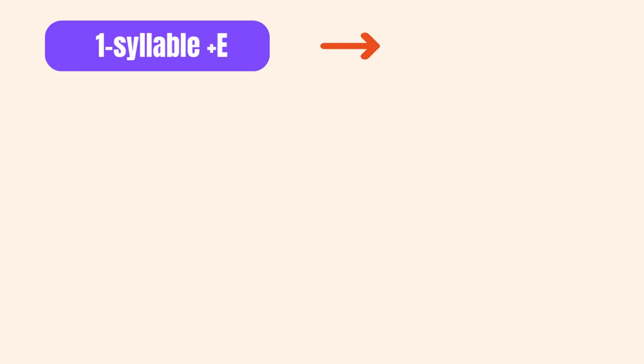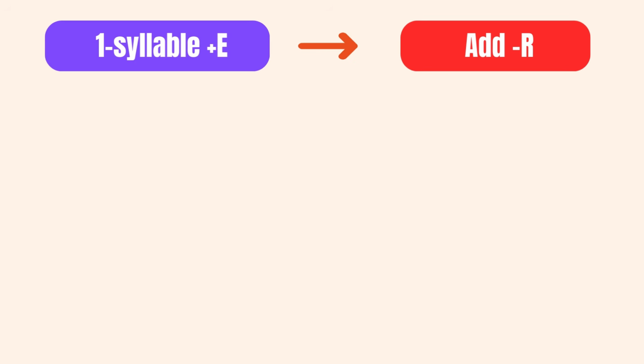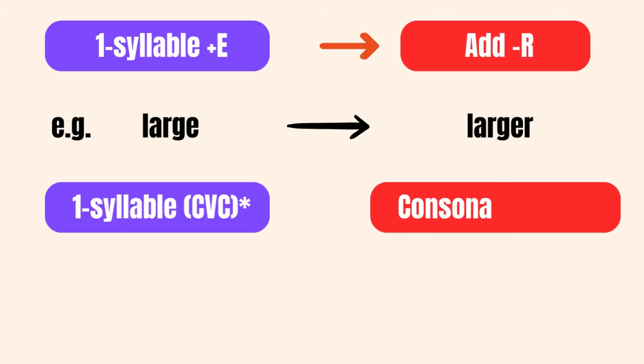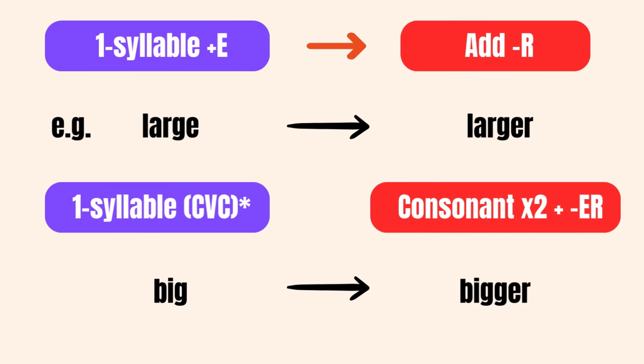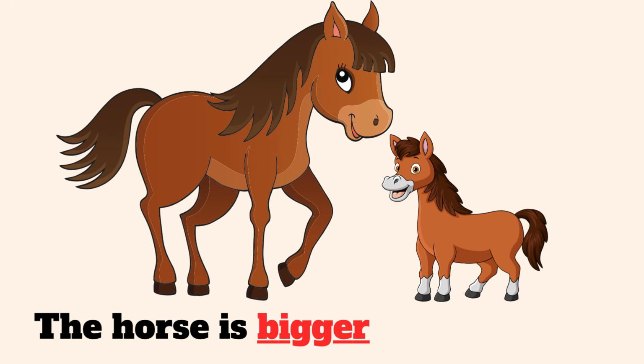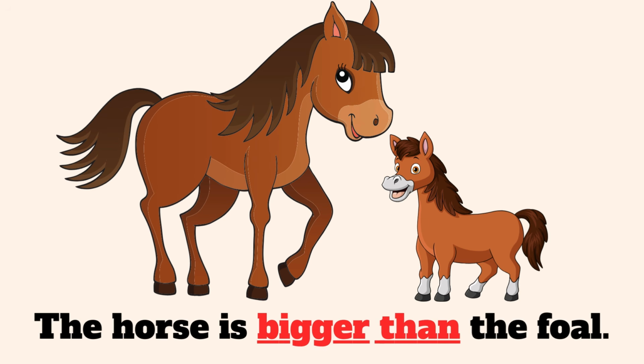When an adjective has one syllable and ends in E, we add R to make the comparative form. For example, large becomes larger. When an adjective has one syllable and follows the pattern consonant-vowel-consonant, we double the consonant and add ER. For instance, big becomes bigger. The horse is bigger than the foal.